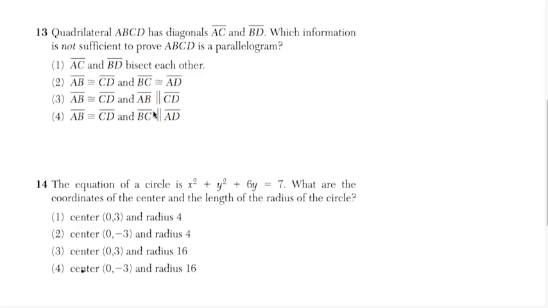Okay, kiddies, we're going to be doing questions 13 through 18 of the June 2015 Regents in this video. Let's get it going. So question number 13 says: quadrilateral ABCD has diagonals AC and BD. Which information is not sufficient to prove that ABCD is a parallelogram?